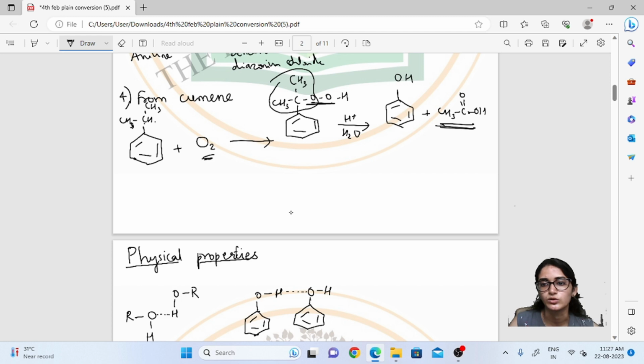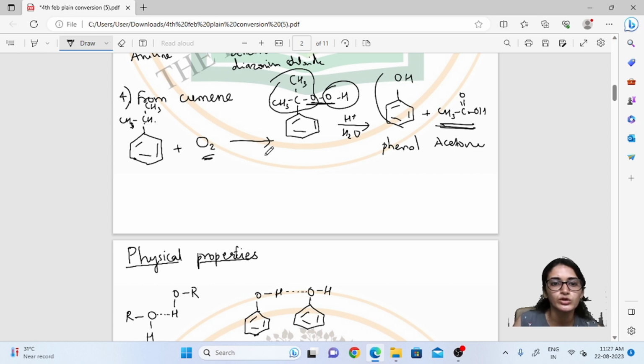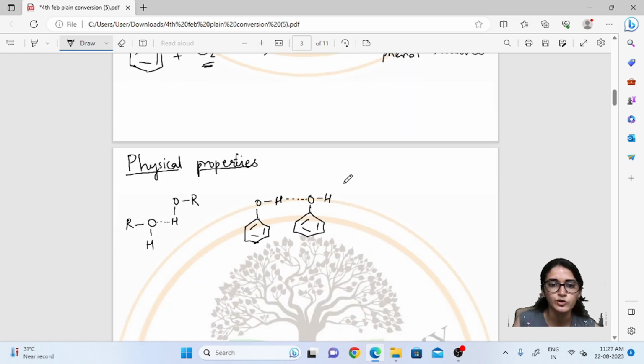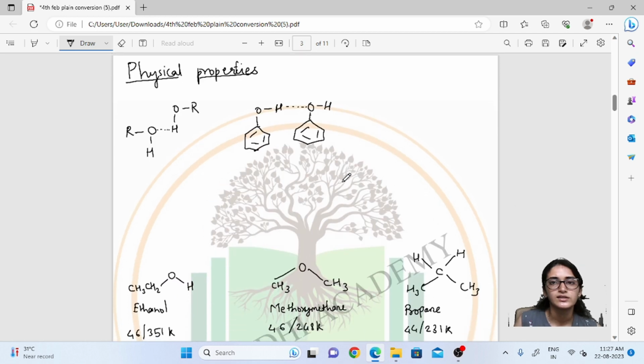and this is a ketone. The name of this is acetone. Okay, and this OH group will be attached to the benzene ring, forming our phenol group. So we will get a phenol over here. Okay, so this is the fourth method, which is preparation from cumene. Okay, now these are the four methods from which you can prepare phenols.